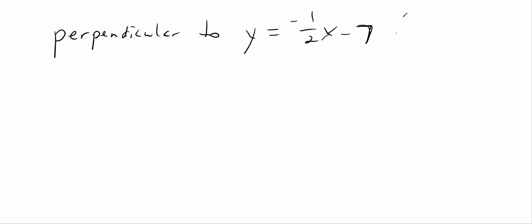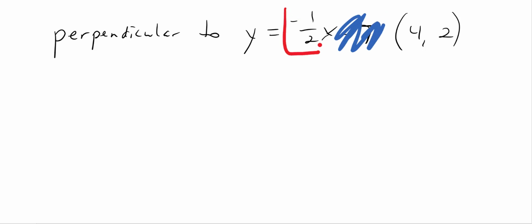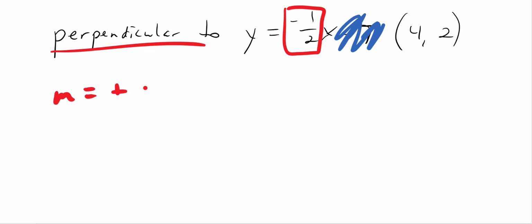Okay? And it goes to the point (4, 2). So once again, that -7 here, guys, I don't even care about it. It's not important. The only thing that's important is the slope. Now I'm telling you it's perpendicular. So remember, it's opposite reciprocal. So you see the negative there? I know it's going to be positive. So I'm just going to write my slope is going to be positive, and you flip it. So 1/2, the reciprocal of that is 2 over 1, or just 2. So my slope is just 2.